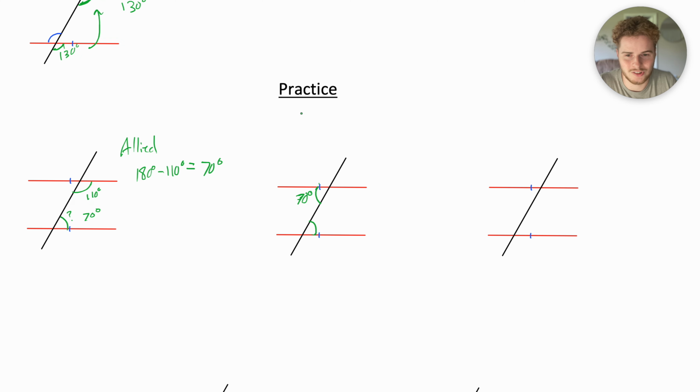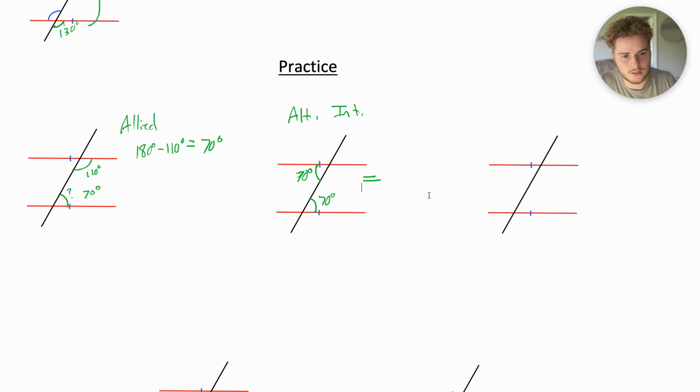If you said alternating interior, that is correct. And we can observe that because we know it's interior because it falls in between the parallel lines. And it's alternating because the angles are on opposite sides of the line. Now what does that mean? That means that this angle right here will be the same angle as this one. It's an equal relationship.